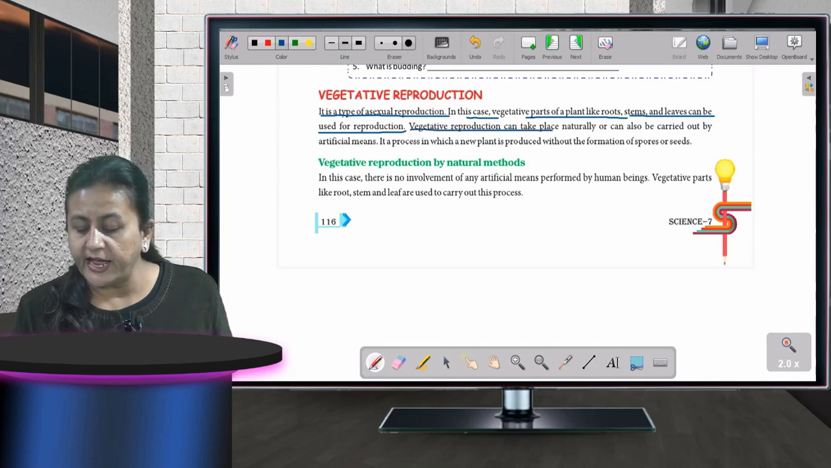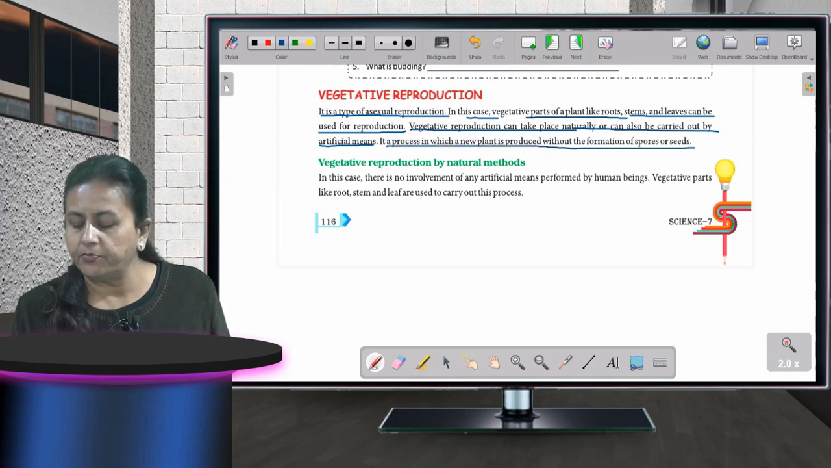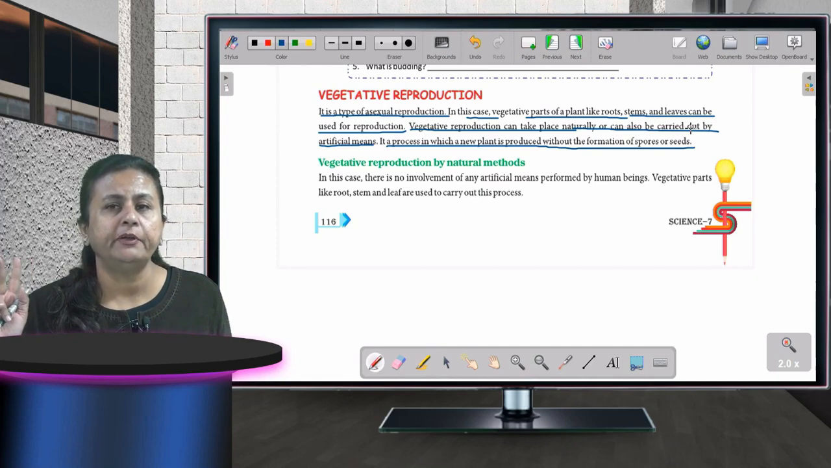Vegetative reproduction can take place naturally or can be carried out by artificial means. It is a process in which a new plant is produced without the formation of spores or seeds. You do not need to have seeds for vegetative reproduction. Whenever a seed is involved, it is sexual reproduction, because there you would need two parents, one male and one female. But in vegetative or asexual reproduction, only one single parent is capable of reproducing its own kind.